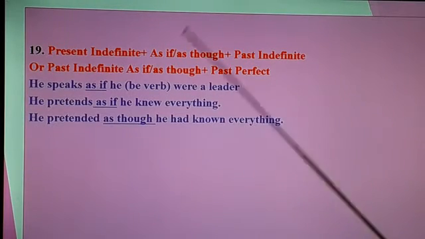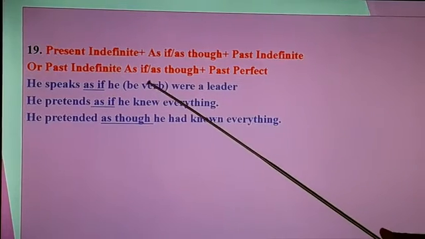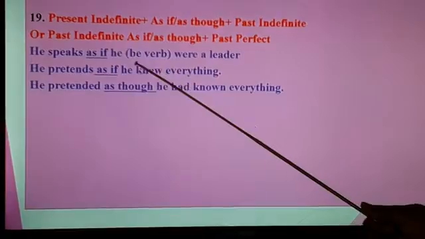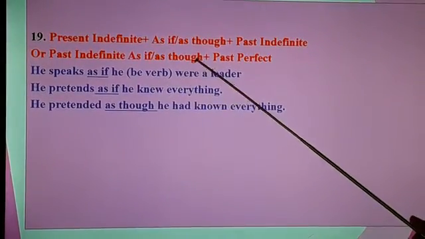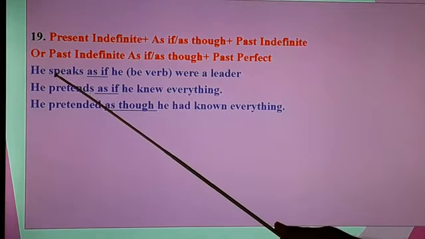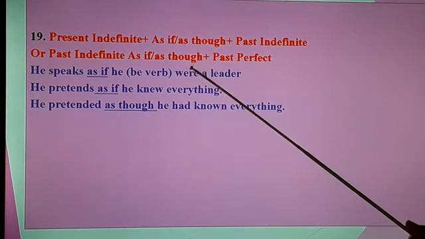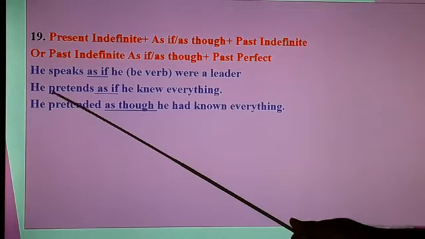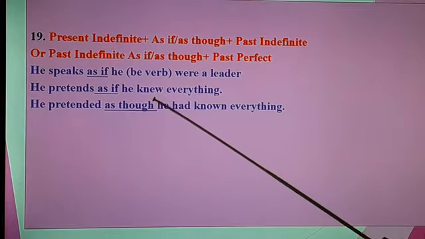Have a look, there are some examples for you. You can see, he speaks as if he were a leader. Dear students, if you find a to be verb, then you have to convert it into were. I mean, if the first part is present indefinite and there is a to be verb, then you have to put were. And the second one, he pretends as if he knew everything.